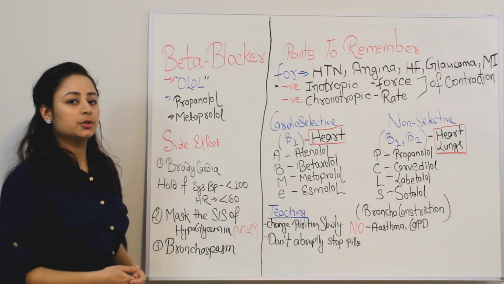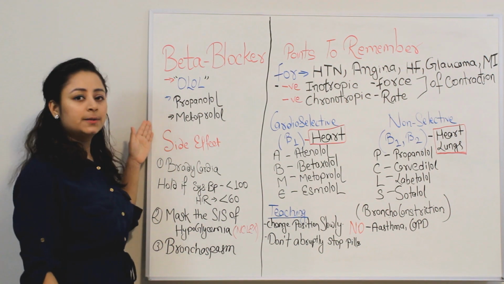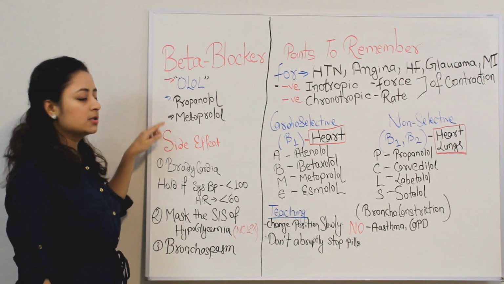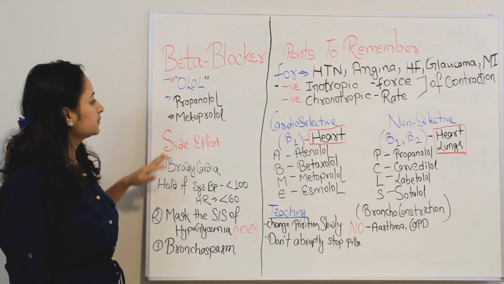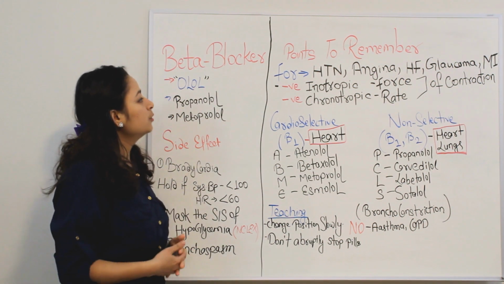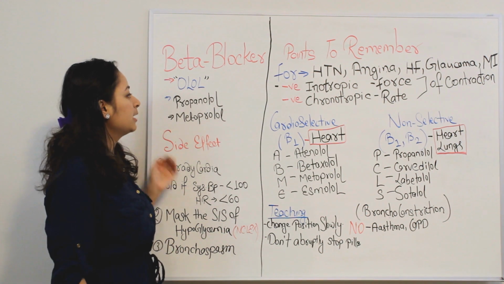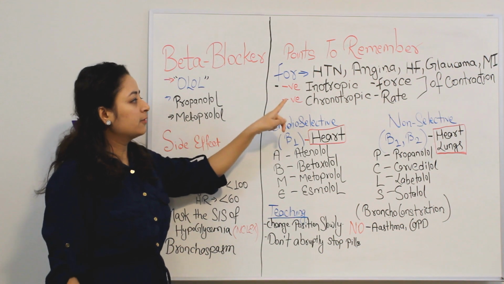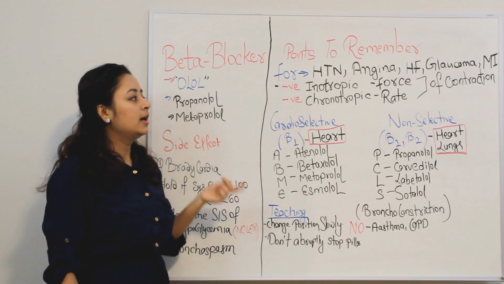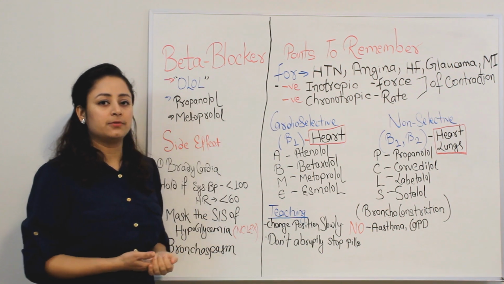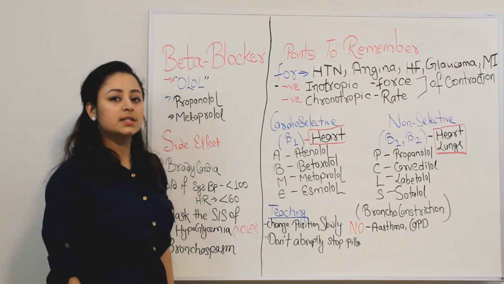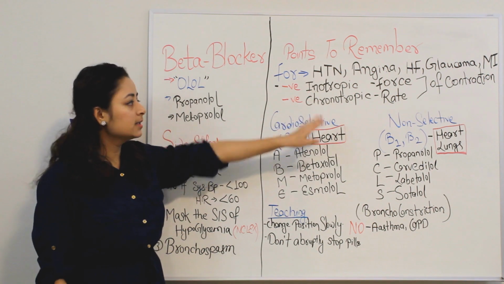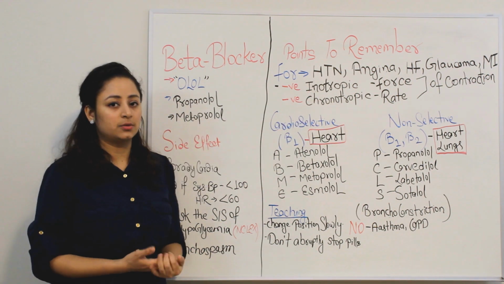Now, another important drug is the beta blocker. All the drugs in this group end with -olol, so propranolol and metoprolol are examples. The points to remember: this drug can be used for hypertension, angina, HF (heart failure), glaucoma, and MI (post myocardial infarction). So in the test, if they ask us for the indications for beta blockers, we have to remember these conditions. They may ask us in a SATA question.